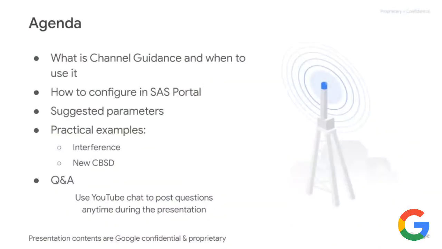Here's what we have on our agenda for the next half hour or so. We'll take a look at channel guidance, what it is and when to use it. We'll show you how to configure channel guidance in the SAS Portal, some suggested parameters to use while you're using channel guidance, and also look at two practical examples. One being interference between two CBSDs, and the other when you're adding a new CBSD to your network. Following that, we'll have a moment for Q&A.